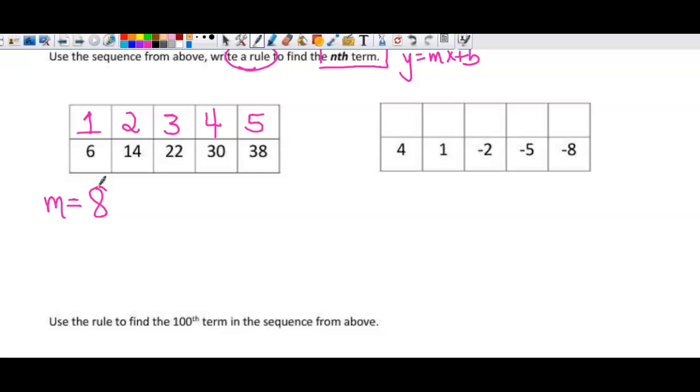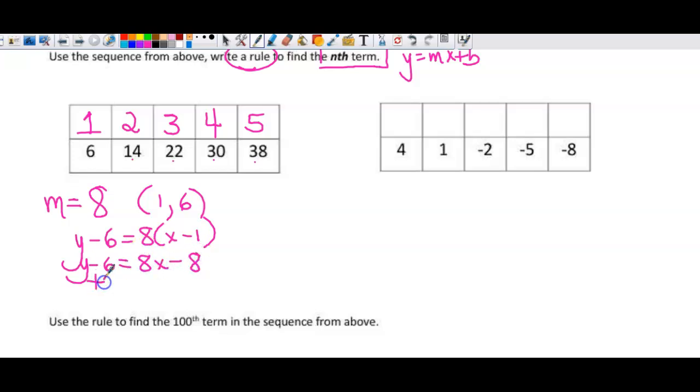These now represent a bunch of ordered pairs, so I can pick the ordered pair 1, 6. Now again, where did I get this 1, 2, 3, 4, 5? This was the first term, second term, third term, fourth, and fifth. And if you put this in point slope form, y minus 6 equals 8 times x minus 1. We can get this in slope-intercept form by distributing on the right and adding 6 to both sides. y equals 8x minus 2.